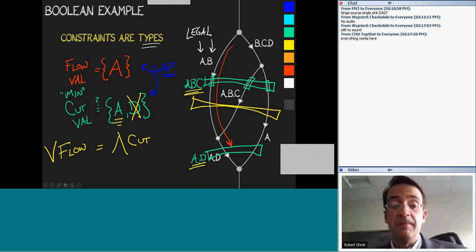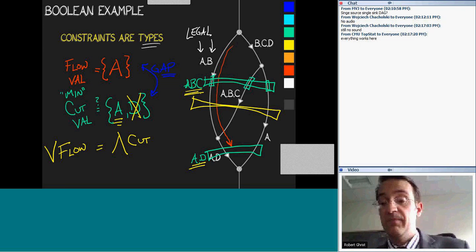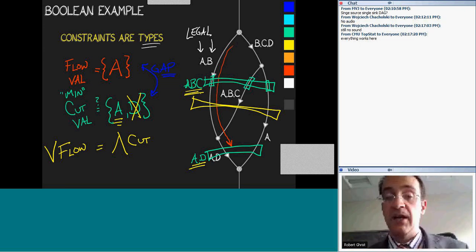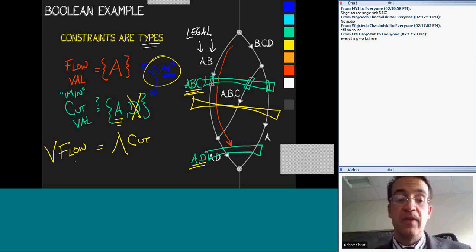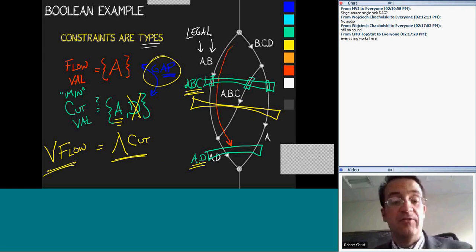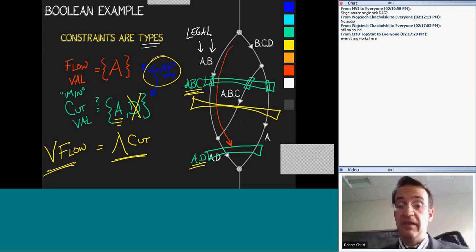So the MAXFLOW-MINCUT theorem numerically, in terms of maximal flows and minimal cuts, gives you duality gaps. But think algebraically, in terms of colimits, in terms of joins, and that will give you a true duality.